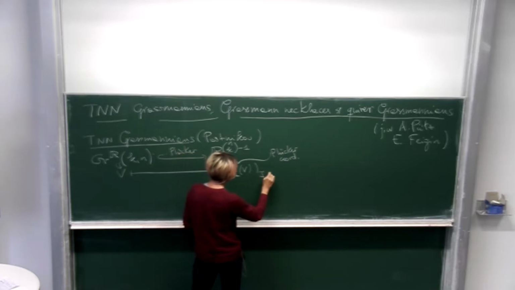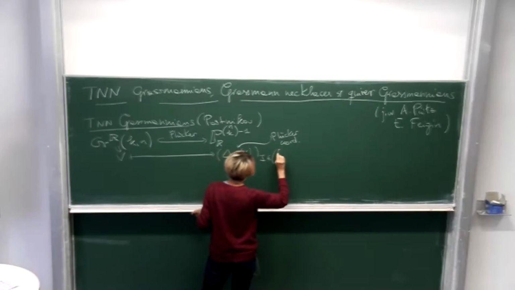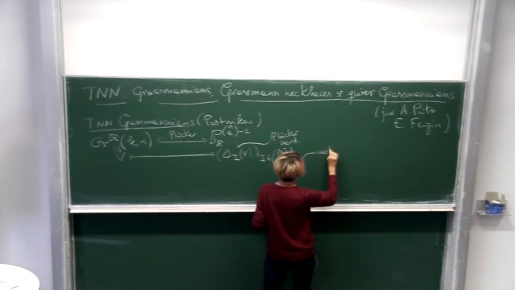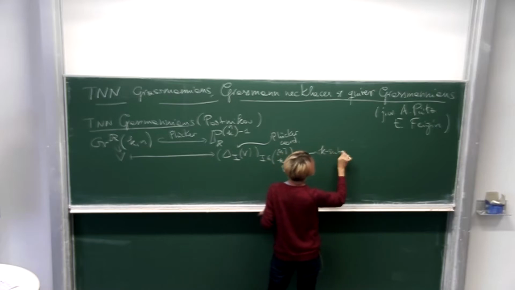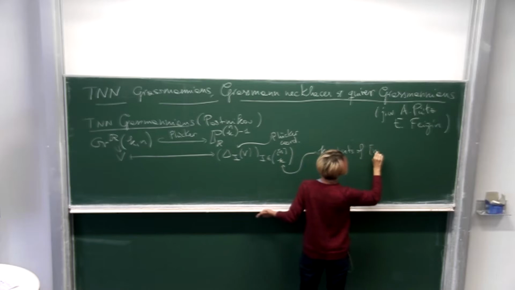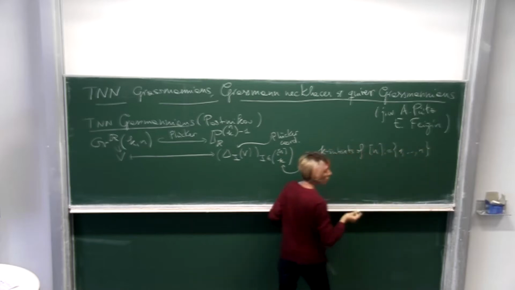And this is one for every cardinality k. This is my notation for the set of k subsets, the subsets of cardinality k, of the set of numbers from 1 to n.